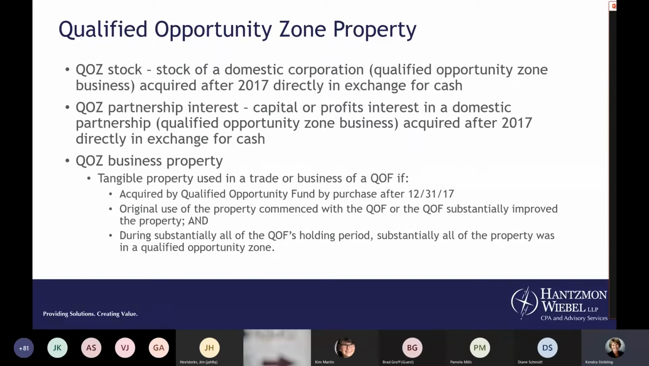QOZB business property is tangible property used in a trade or business of a Qualified Opportunity Fund if it was acquired by the QOF after December 31st, 2017, and the original use of the property commenced with the QOF, or the QOF substantially improved the property, and during substantially all of the QOF's holding period, substantially all of the property was in a Qualified Opportunity Zone. Qualified Opportunity Zone business property cannot be purchased from a related party, and property that was already held by the business before December 31st, 2017 does not meet this definition, and neither does property contributed to the QOF.